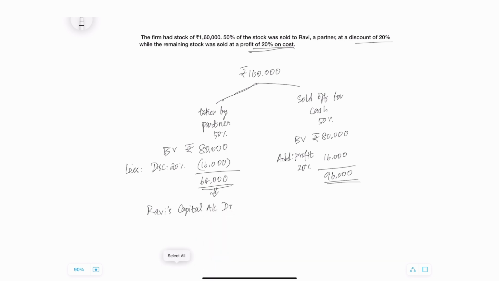Stock is going out in this situation, so ideally stock account should be credited, but because this is a dissolution situation, we cannot credit stock. Therefore, we have to credit realization account, 64,000. So this is journal entry number 1 for this solution, and for this 96,000, this is simple, second journal entry.